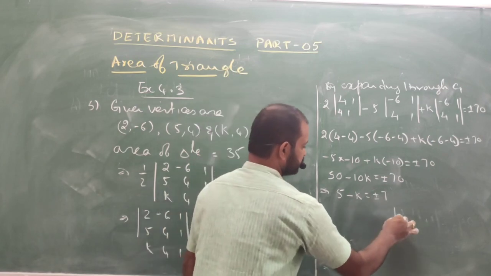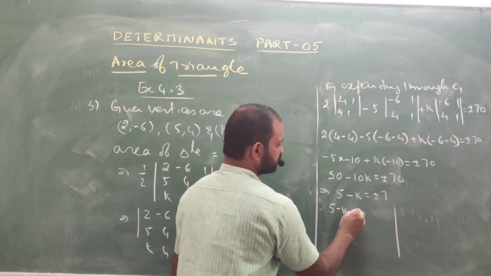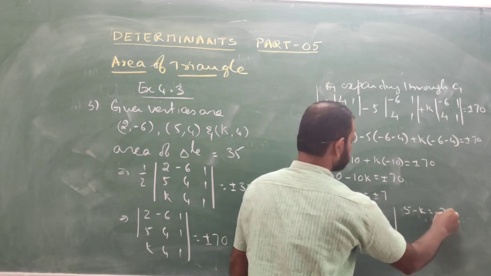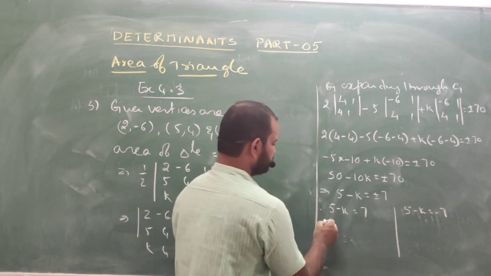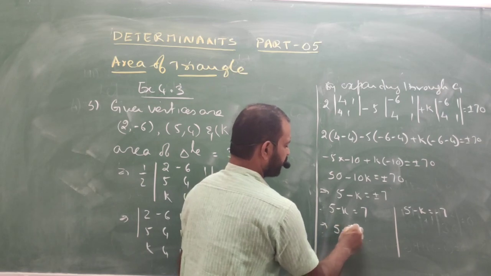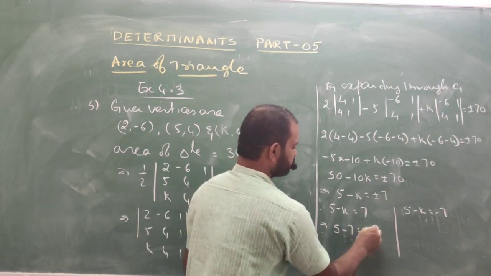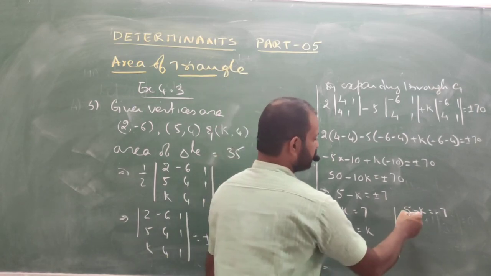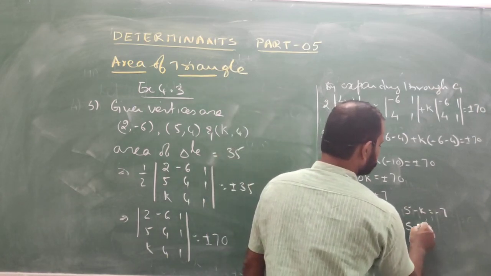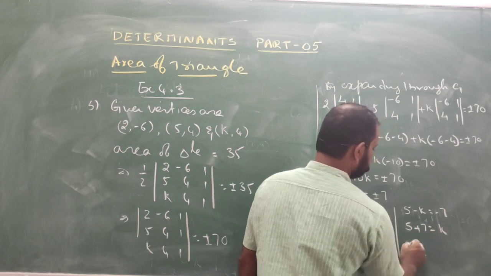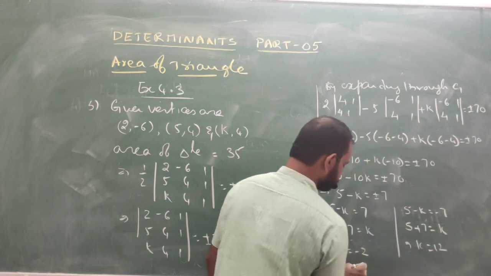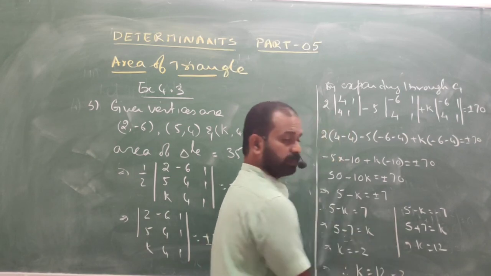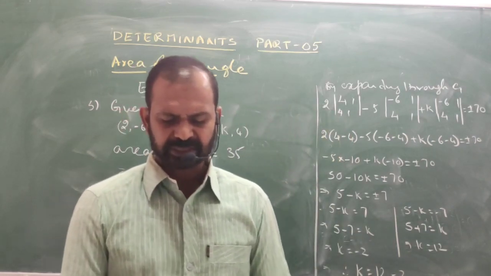So consider 5 minus k is equal to plus 7 and 5 minus k is equal to minus 7. Which implies 5 minus 7 is equal to k, so k is equal to minus 2. And here 5 plus 7 is equal to k, which implies k is equal to 12. Therefore k is equal to 12 or minus 2, that is option 2.